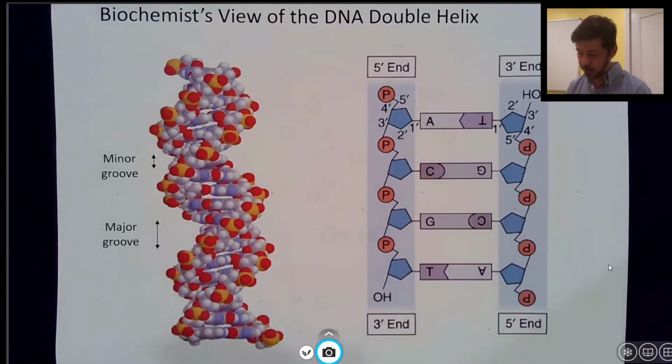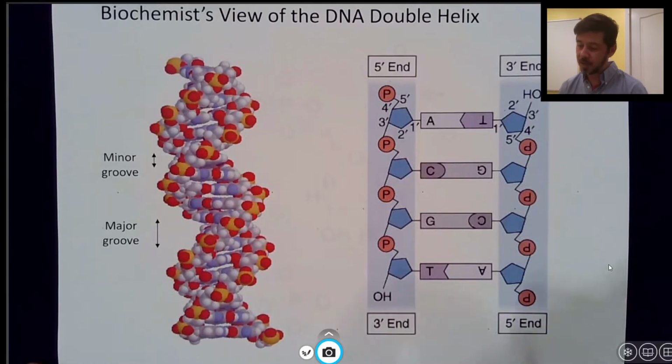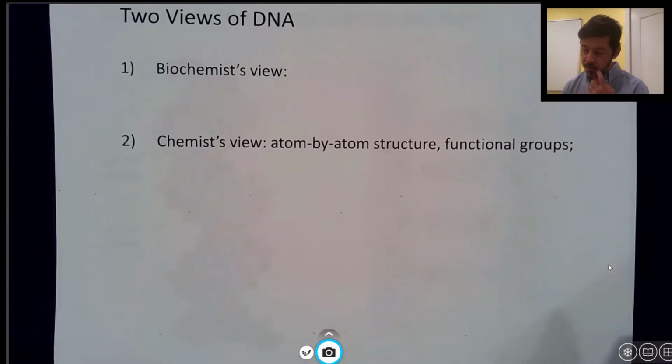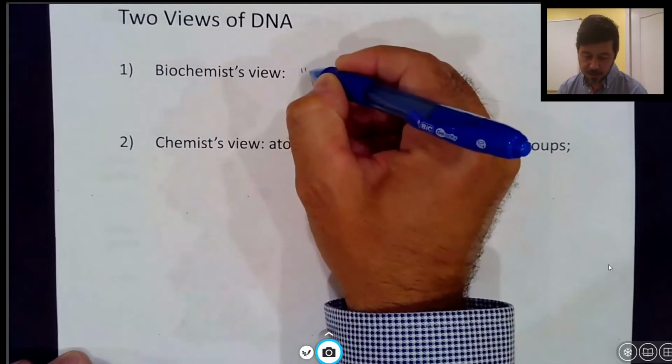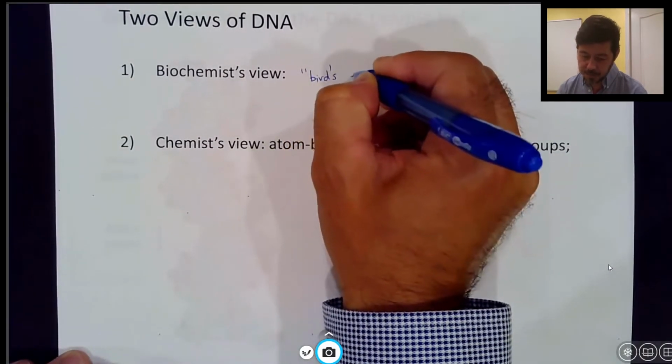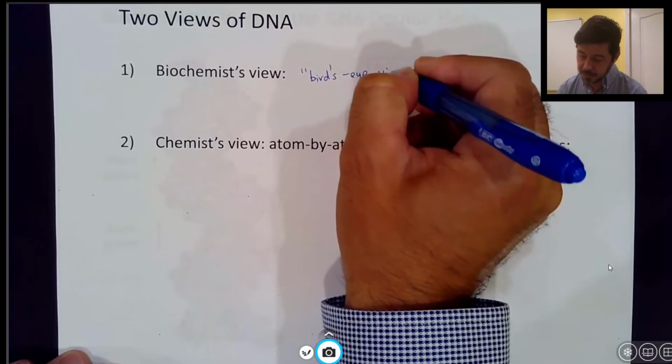If you look at this view of the DNA double helix, it really captures what I would call a bird's eye view. You're looking at the DNA from afar and looking at the global structural elements, and you're not necessarily looking at individual atoms. You're looking at it from a holistic point of view. So I would characterize a biochemist view of DNA as a bird's eye view, and that's a very great way to look at DNA.